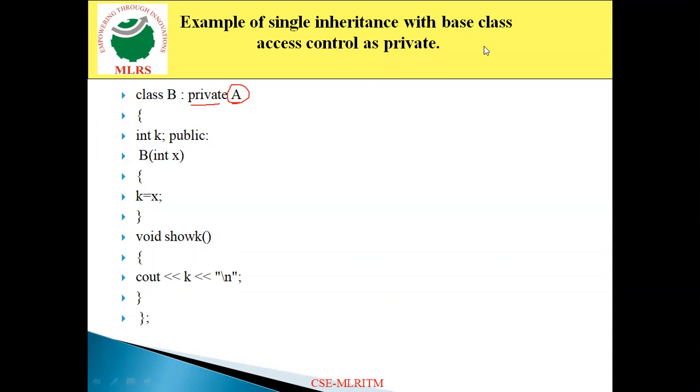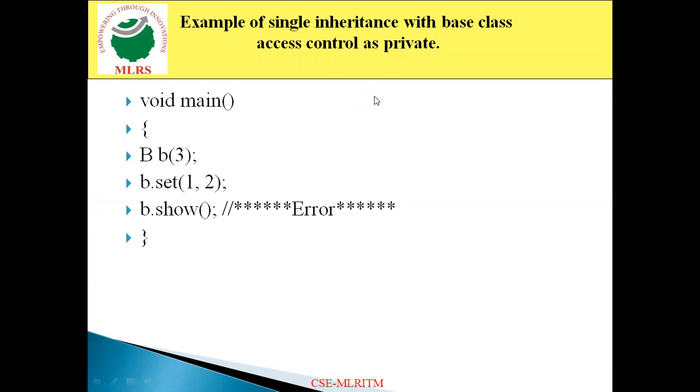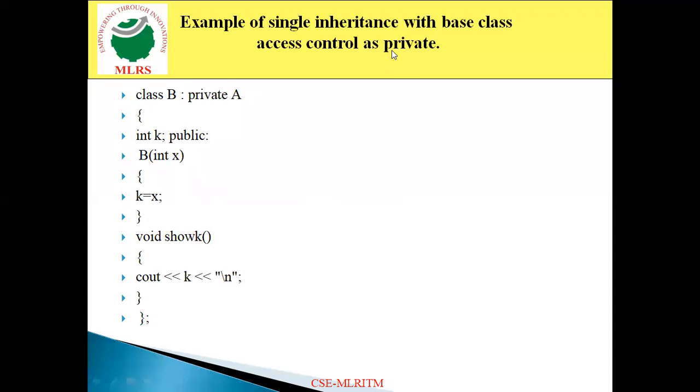Now what happens when I derive a new class in private? Let us look at the execution of the functions. First of all, I create the object B for the derived class B, passing the value 3. B of 3 indicates it is going to execute this constructor. So the X value is 3 and the same value 3 is assigned to K. Now the K value is 3.